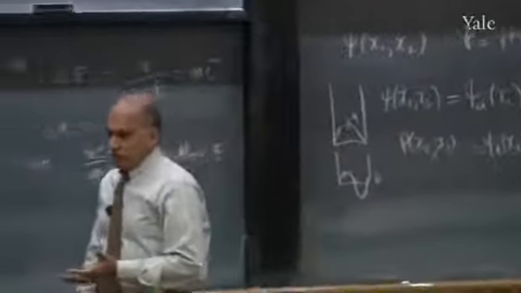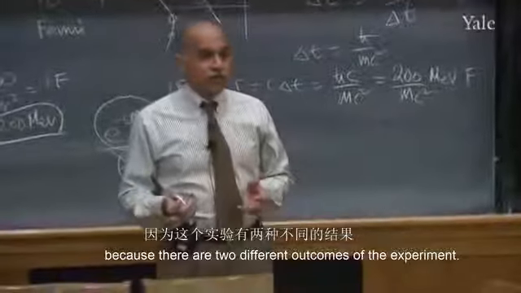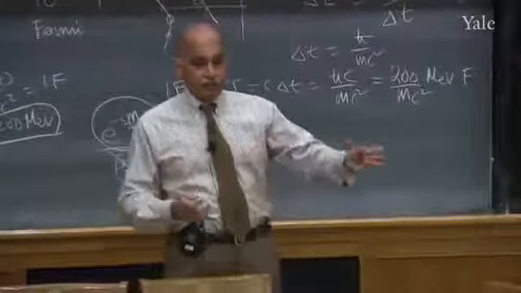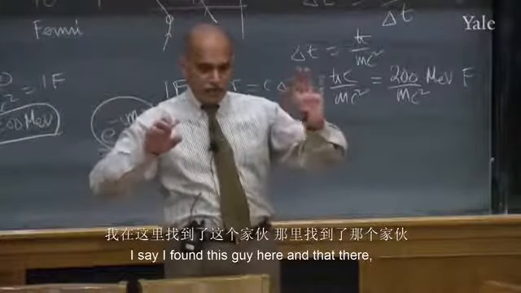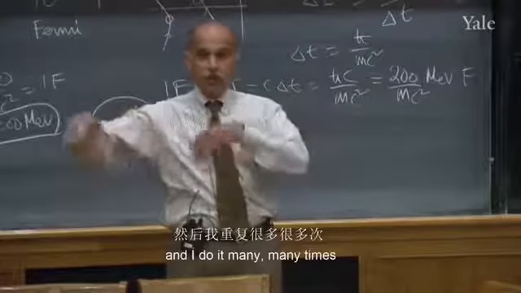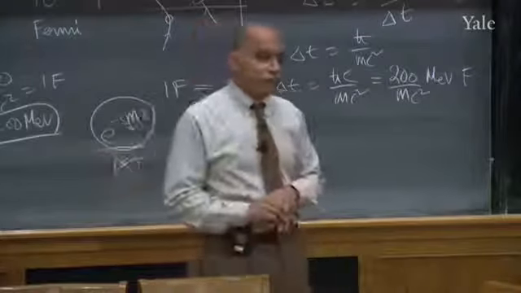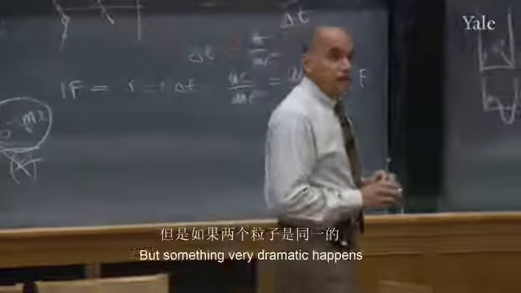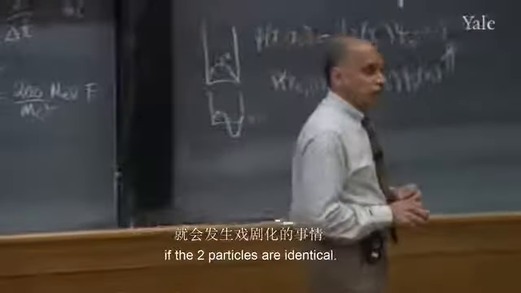That's perfectly okay, because there are two different outcomes of the experiment. I look for the particles, I find the electron here and the proton there. I say I found this guy here and that guy there, and I do it many, many times, and you give me the odds. But something very dramatic happens if the two particles are identical.